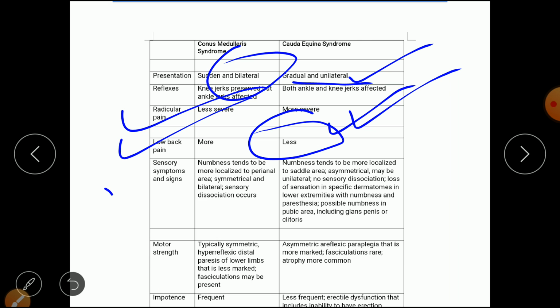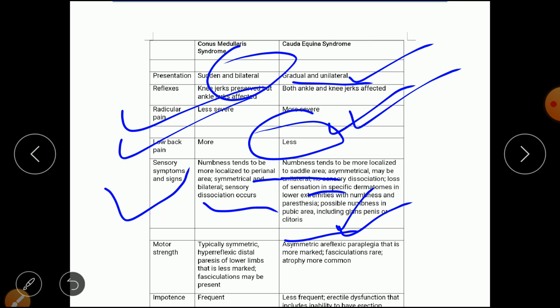Now we talk about the sensory symptoms and signs. Numbness tends to be more localized to the perianal area, which is symmetrical and bilateral, and sensory dissociation occurs. In cauda equina, numbness tends to be more localized to the saddle area. Here perianal area, but here saddle area. It is asymmetrical, maybe unilateral, no sensory dissociation, and loss of sensation in specific dermatomes in the lower extremity with numbness and paraesthesia. Possible numbness in pubic area, including glans penis in the male and the clitoris in the female. So this is the difference.